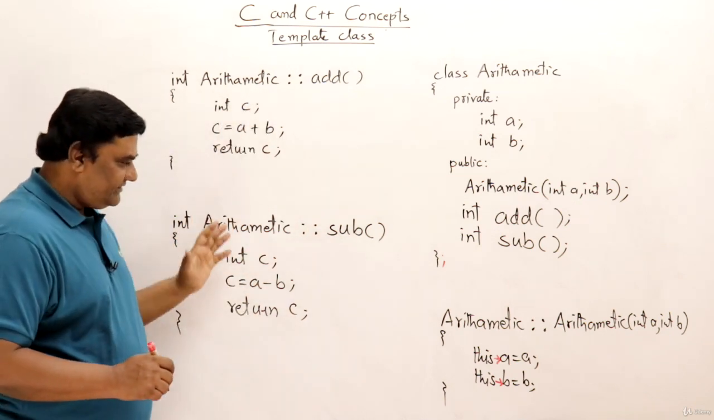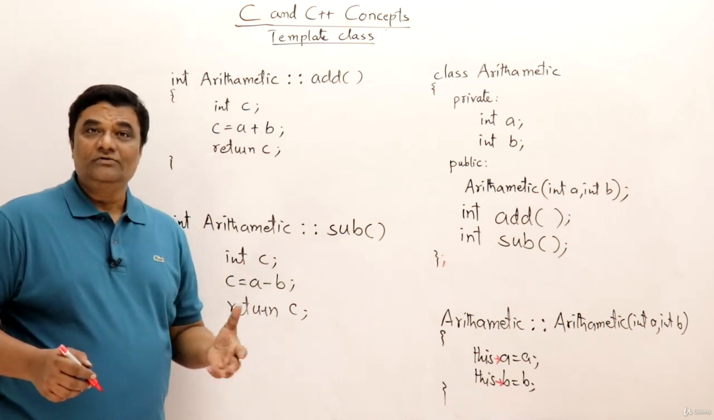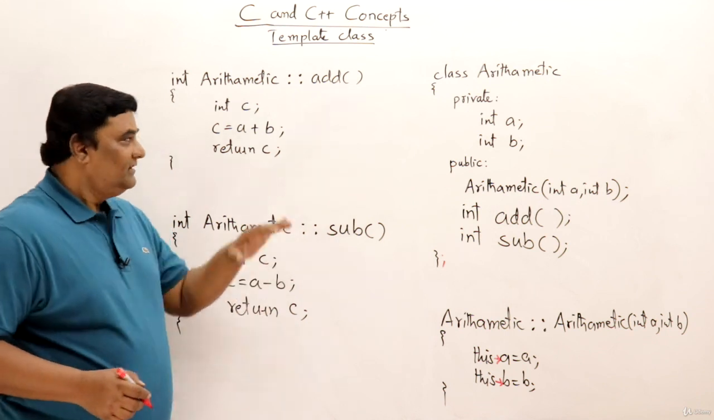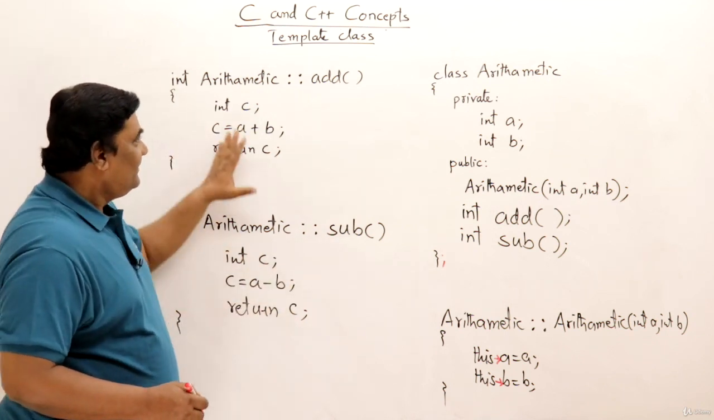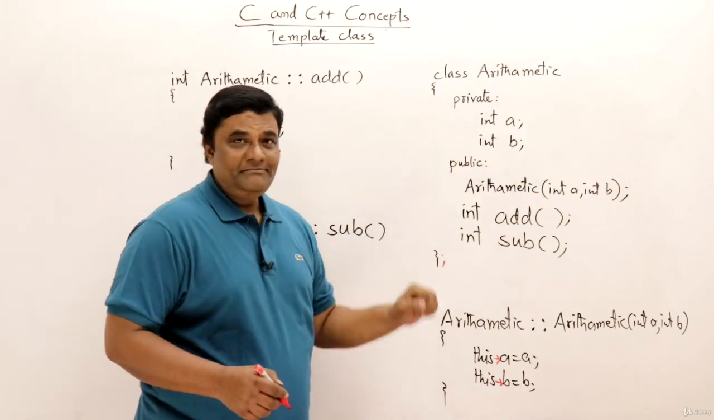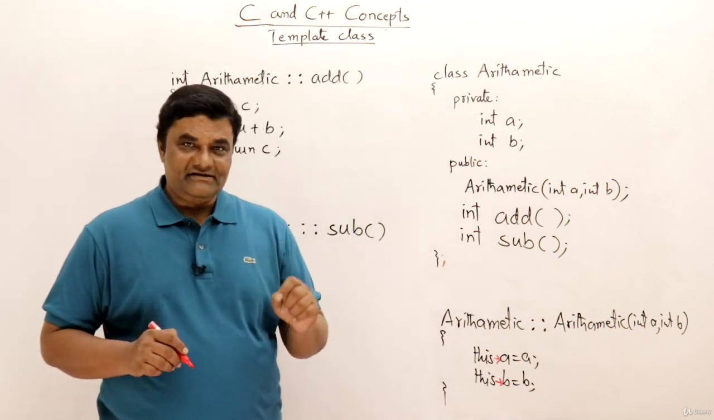So just look at the class once. You must be familiar with this already. In the previous video I explained how to write a class, everything I have explained to you. This is adding and returning, this is subtracting a and b and returning. Both these functions are directly accessing the members. Now let us talk about generic classes.